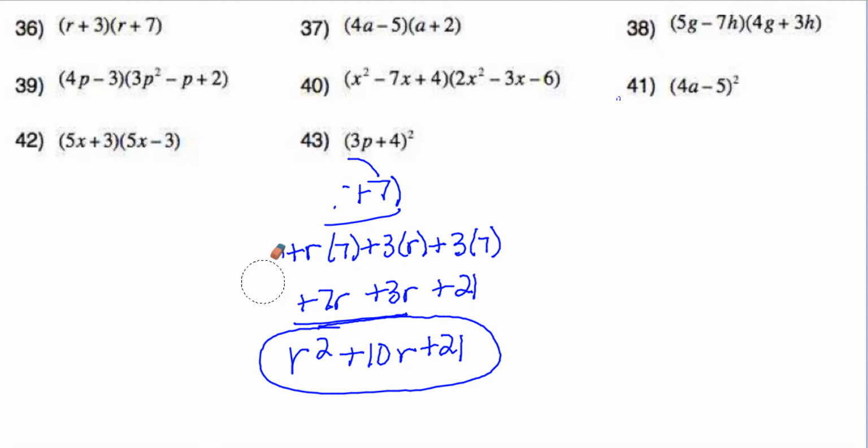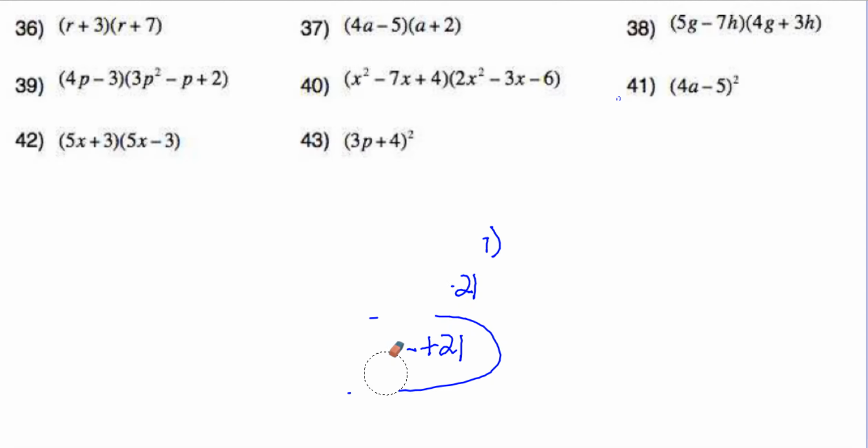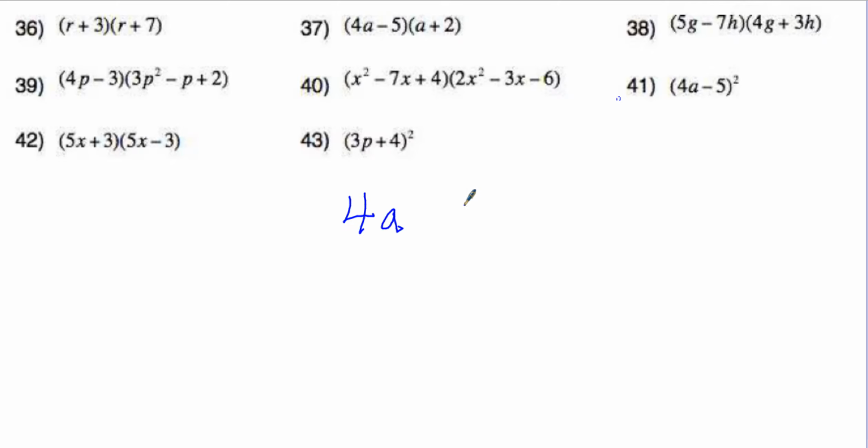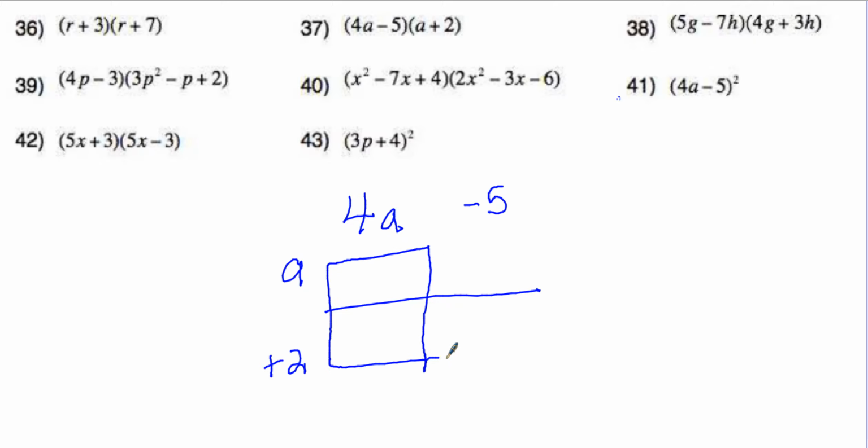So now we're going to do 37. So I'm going to use the box method for the next one. So I'm going to do 4a minus 5, and then I have a plus 2. Remember, I'm going to make a box here. The box isn't as pretty as your box is going to be, I'm sure. And then it's like a Punnett square, so I'm just going to multiply to get what's in the box here.